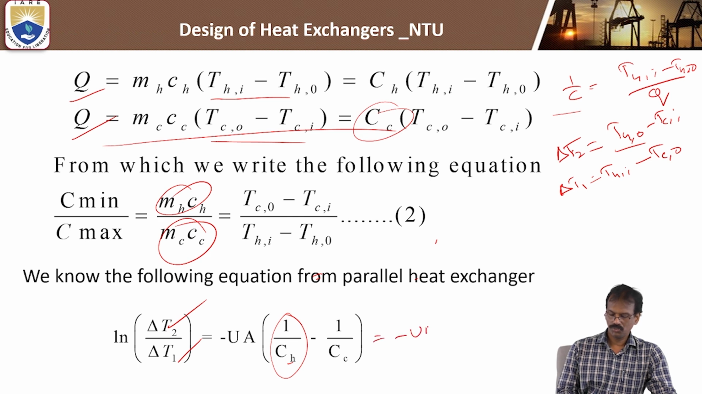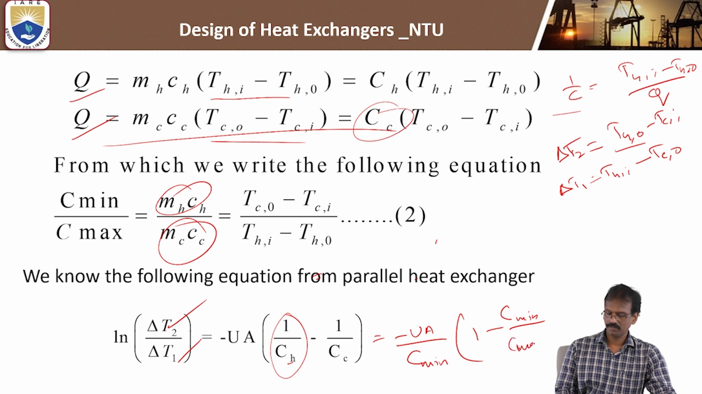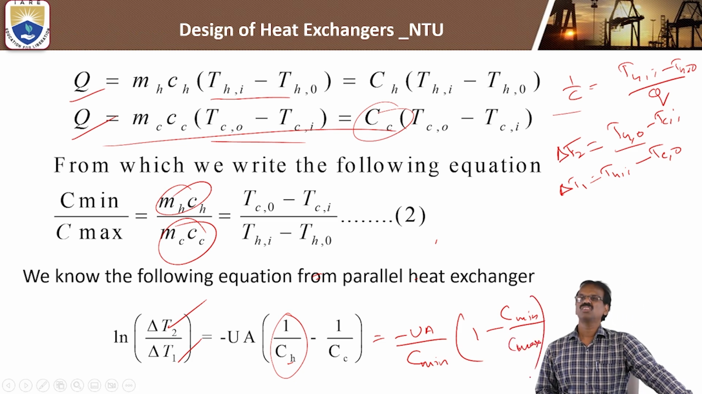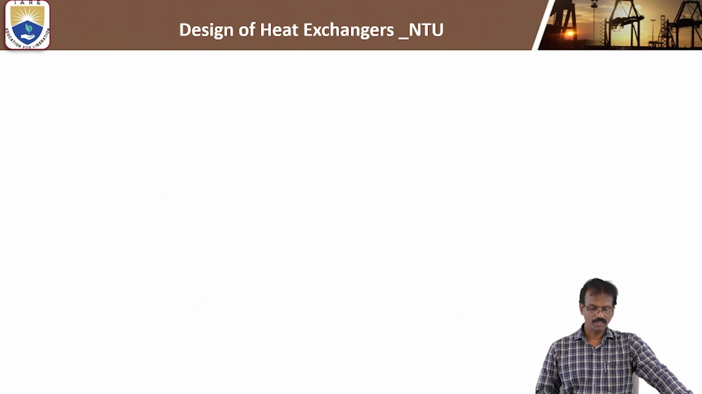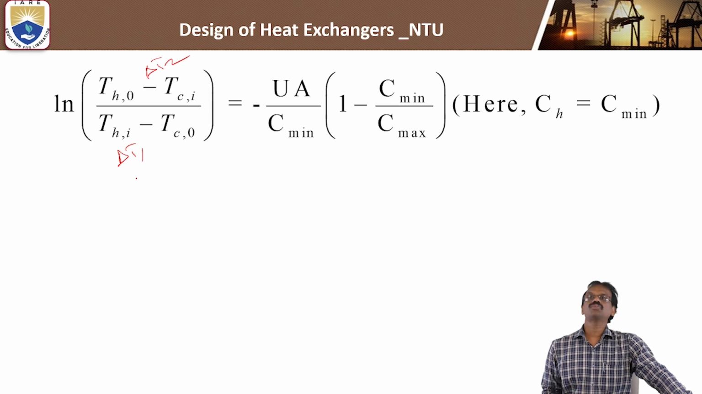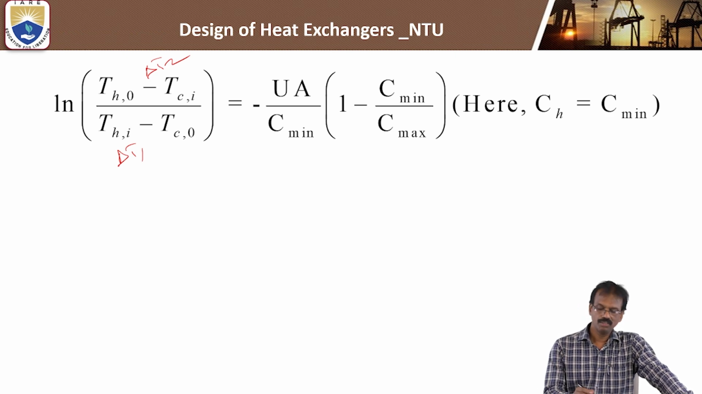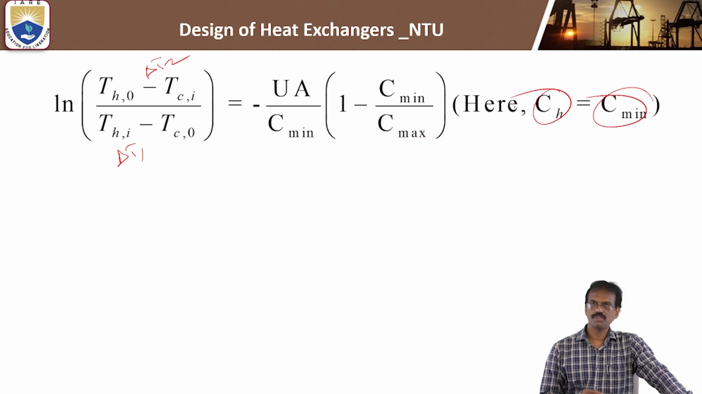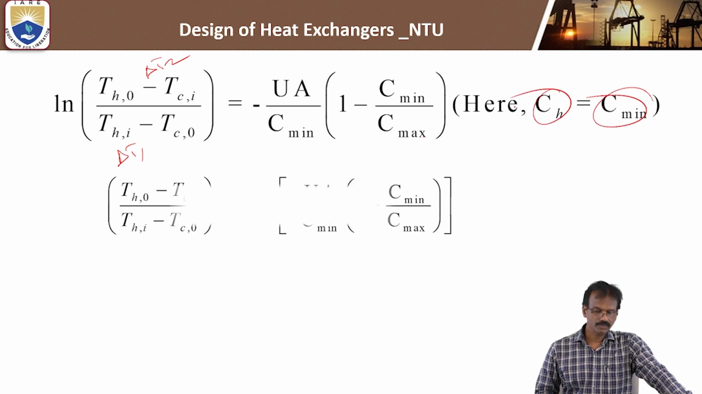It is equal to minus UA by CH, and CH is nothing but C minimum, then 1 minus C minimum by CC, which is C maximum. So this is the formula. This is delta T2 by delta T1, equal to minus UA by C minimum into (1 minus C minimum by C maximum). So CH is equal to C minimum, we just assume that.